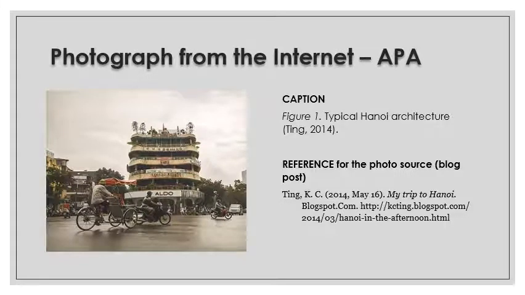For pictures, it's the same idea. You have your caption. Here is figure 1, not table 1. A title for the picture, in this case, typical Hanoi architecture, and then the photographer or author of the text where you found it, the source where you got it, and the year. Then at the end, you will have the reference. In this case, it's a blog post. Again, caption needs to go under the picture. That's for APA.